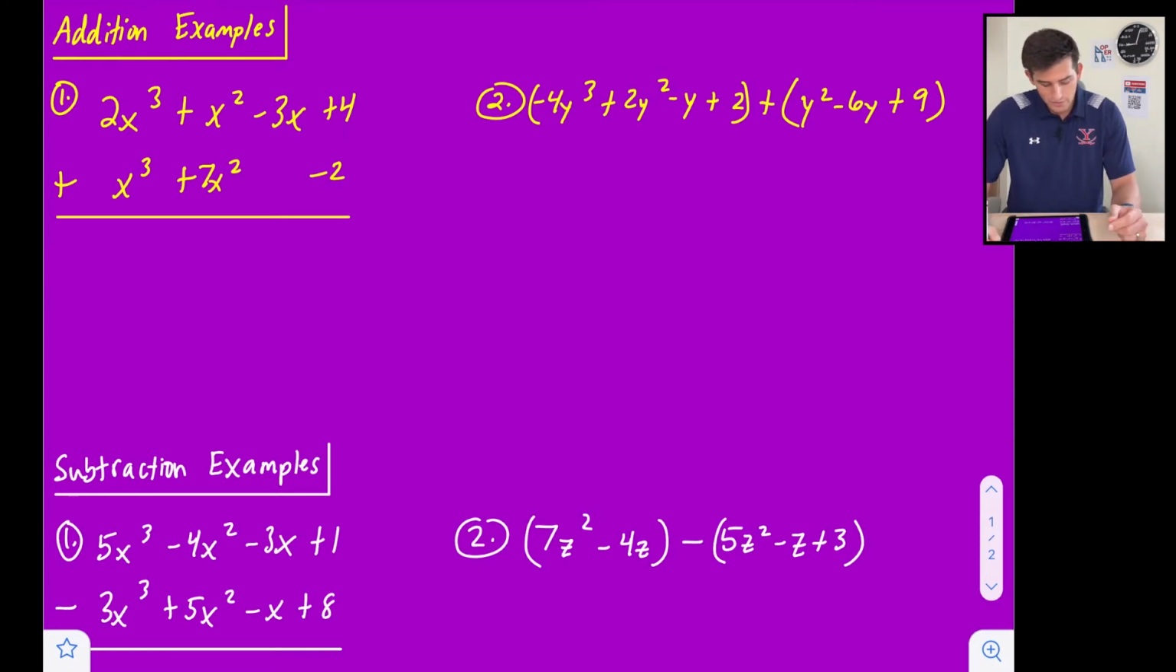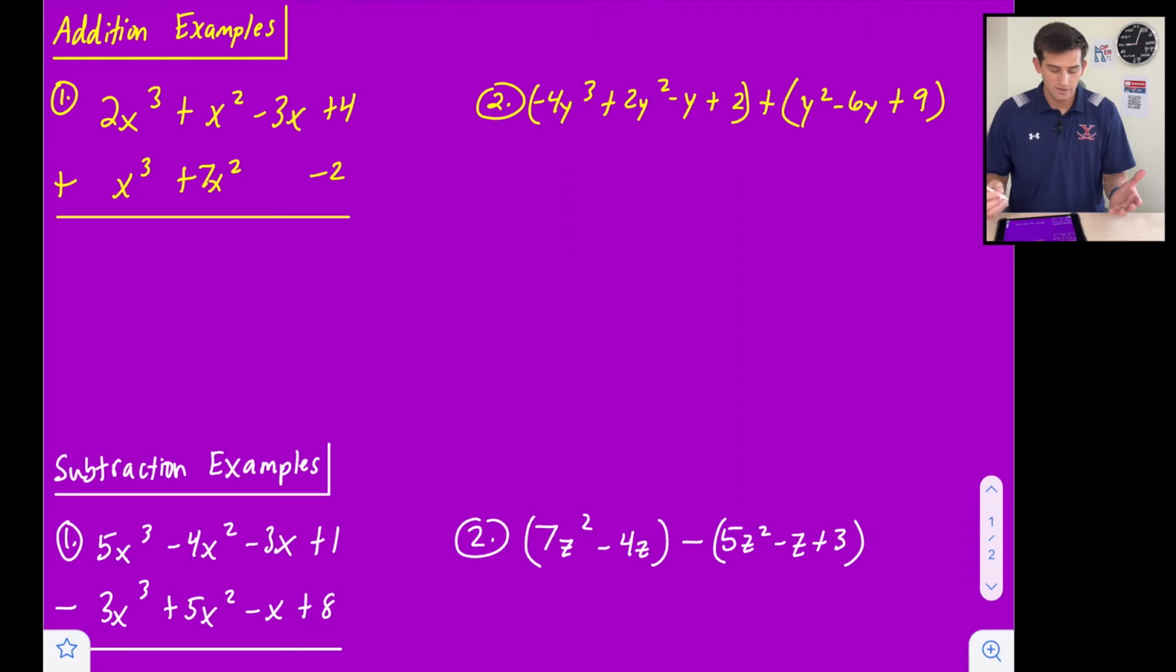For number 1, we have 2x cubed plus x squared minus 3x plus 4. And we're going to add that to x cubed plus 7x squared minus 2. First thing we notice, hopefully, is that we have a gap right here. When we're adding or subtracting vertically, we want to vertically align our like terms. In our second polynomial we did not have a linear term, just an x term, so I just left a blank there. Sometimes you might see it written as plus 0x. That's fine as well. I prefer just leaving it blank.